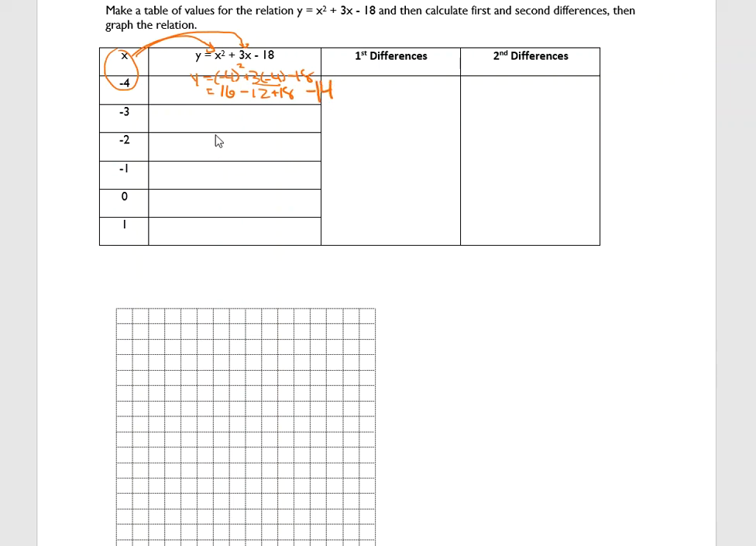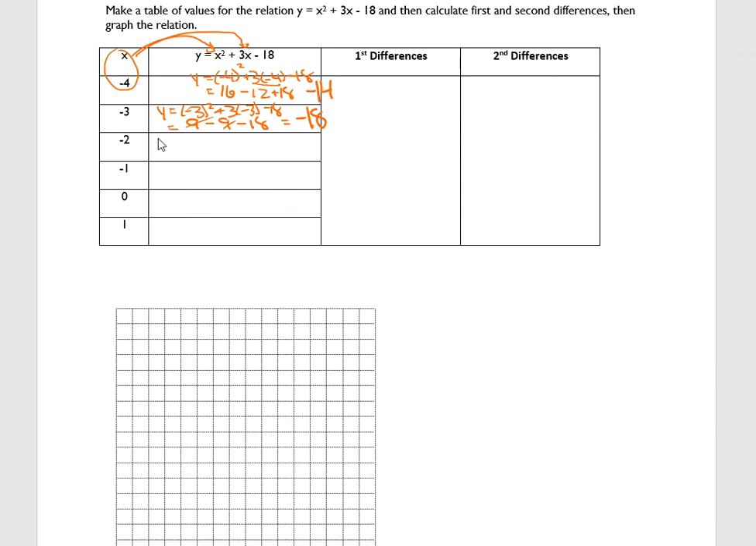Next one, I'll move it over a bit so I don't crowd myself out. Subbing in a -3. So again, we sub it into both parts. I get y equals -3 squared plus 3 times -3 minus 18. That is 9 minus 9 minus 18. So we sub in a -3. 9 minus 9 is 0. I get this is equal to -18.